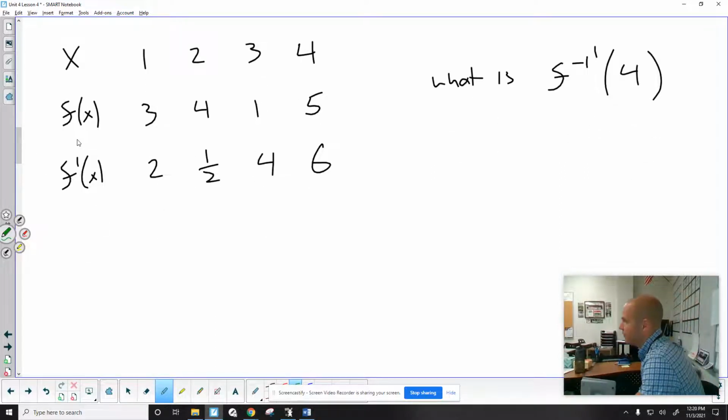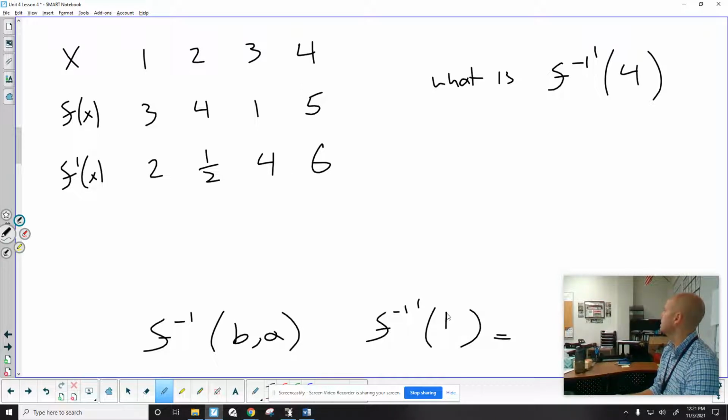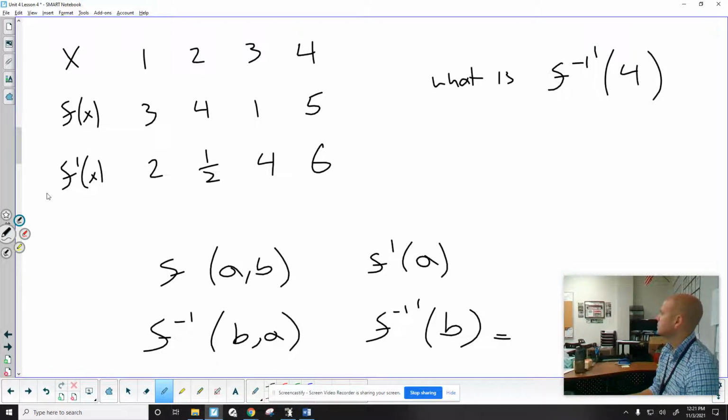Sometimes you won't even be given a function. You're just going to be given some information. This is some x values, some f of x values, and some f prime values. And I'm asking you, what is f inverse prime of 4? Well, my friends, f inverse can be thought of as g. You're just going to fill out the table. B, A, B, A, B, A. Go.